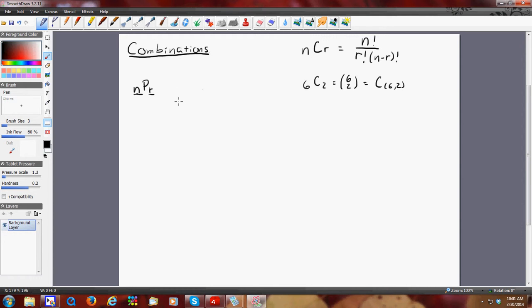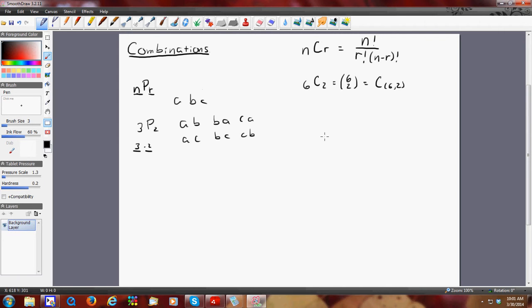And if we had, let's say, three objects, A, B, and C, and we want to take them two at a time, so 3 permutation 2, we just get 3 times 2, which gives us 6. And real quick, it'd be AB, AC, BA, BC, CA, and CB.